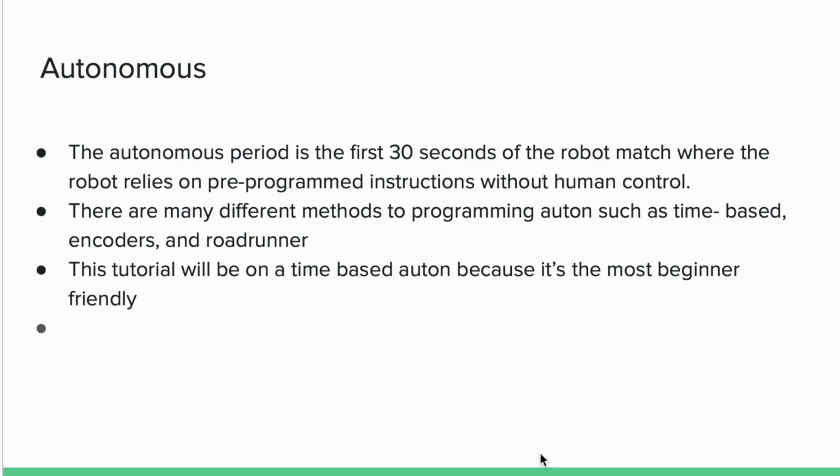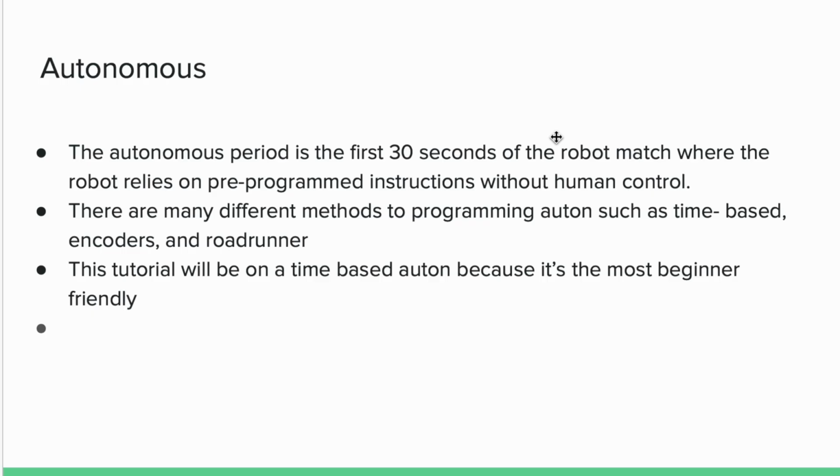Here's a tutorial on how to make a simple autonomous. Before we get into the code, I want to just explain a little bit about autonomous. So the autonomous period is the first 30 seconds of the robot match where the robot relies on pre-programmed instructions without human control. There are many different types of autonomous, such as time-based autons, encoder-based autons, and roadrunner-based autons.